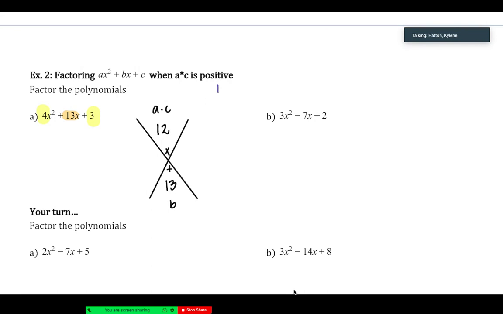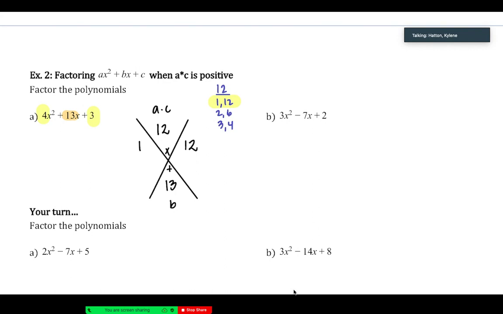So we'll think of factors of 12. It could be 1 and 12, 2 and 6, or 3 and 4. Since we need them to add up to 13, 1 and 12 would be our combination. So 1 and 12. And then here's where things get a little bit different.